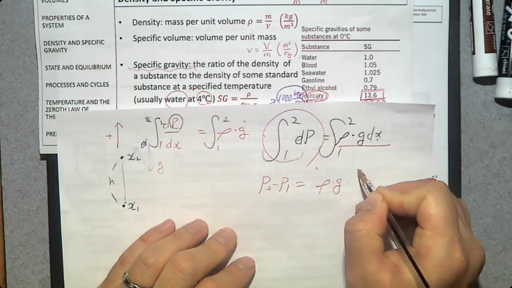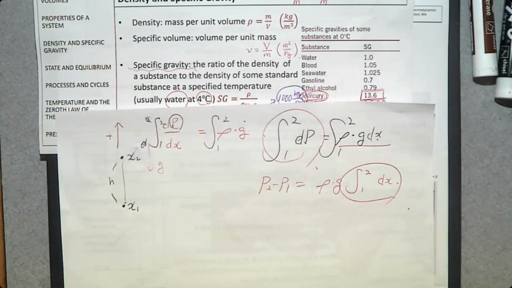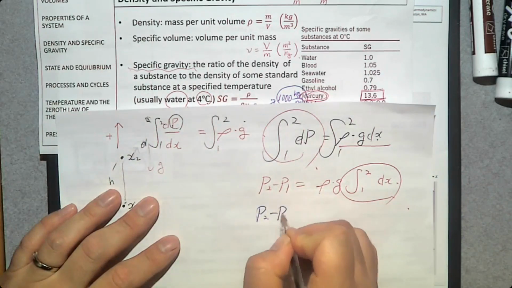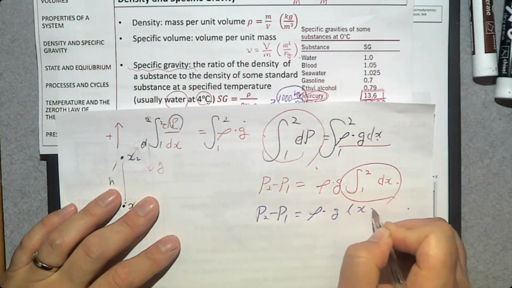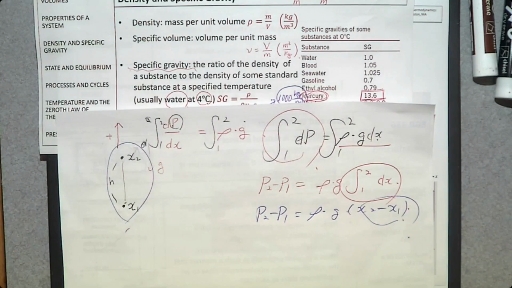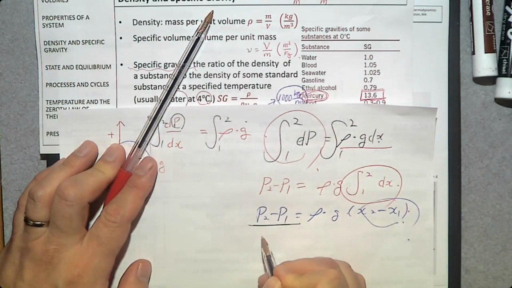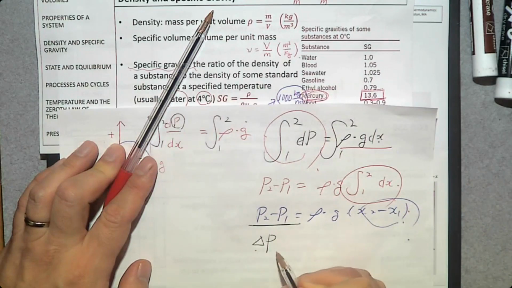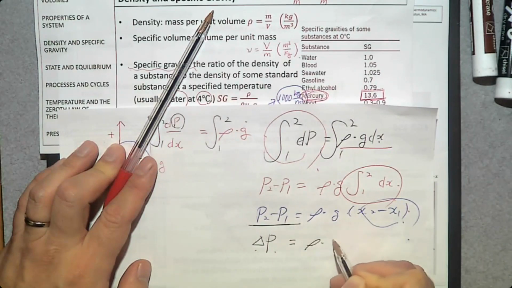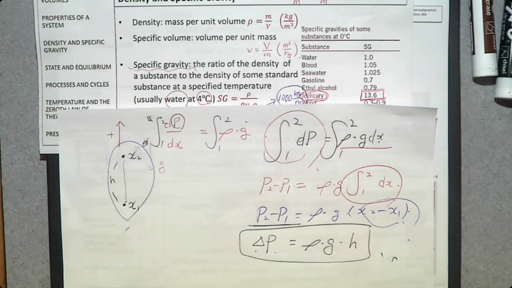Density times gravity, now integration from 1 to 2 of dx. Can you integrate this one? Yes: x2 minus x1. So P2 minus P1 is density times gravity times (x2 minus x1). What is x2 minus x1? H. So the difference in pressure, delta P, is density times gravity times H. This is how we determine pressure changes.